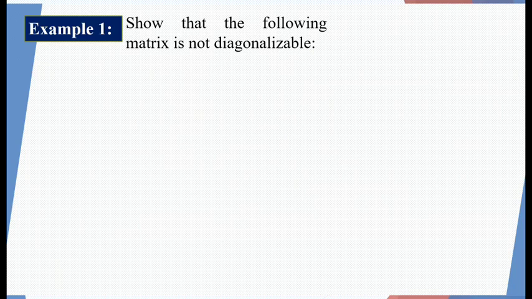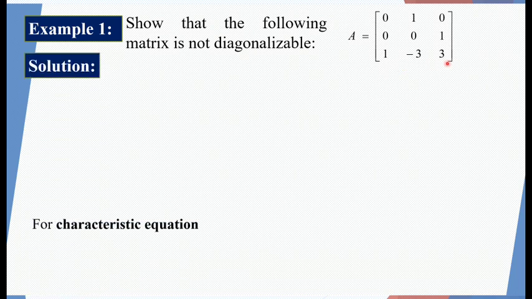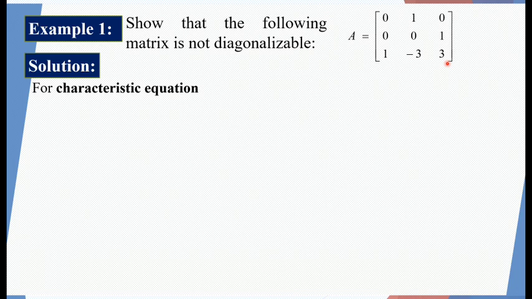Right? So example 1, show that the following matrix is not diagonalizable. So the matrix is 0, 1, 0, 0, 0, 1, 1, minus 3, 3. So first find its eigenvalues. For the characteristic equation, determinant of A minus lambda I is equal to 0.